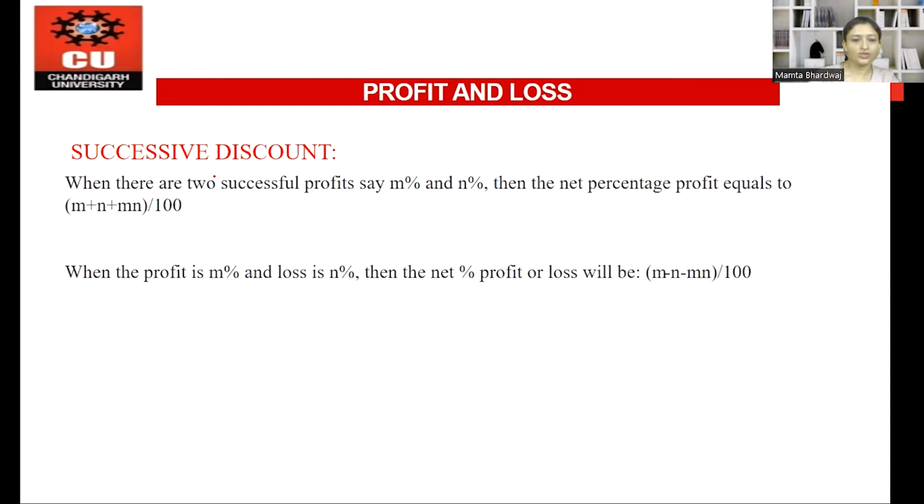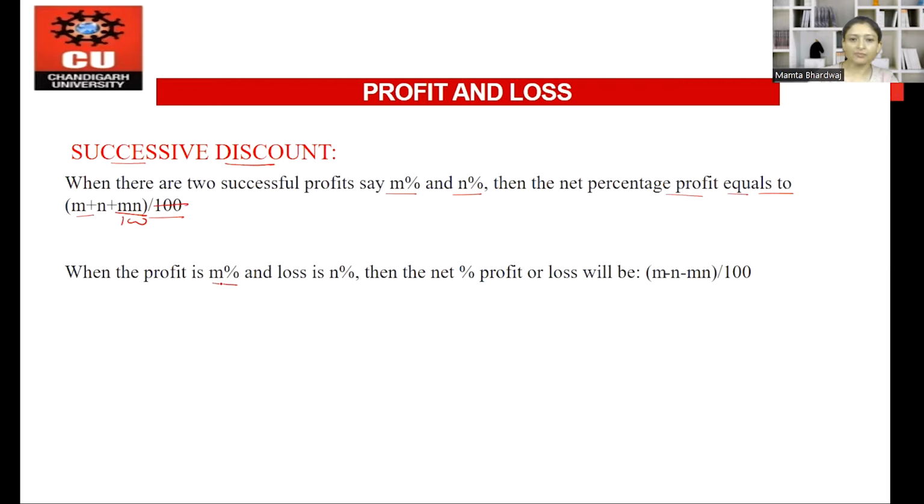Now we will use another very important concept, that is successive discount. When there are two successive profits, say M% and N%, then the net percentage profit is equal to M plus N plus MN upon 100. If two successive profit percentages are given to us and we need to find the net percentage profit, then we will add all these values: first plus second plus the multiplication of both divided by 100.